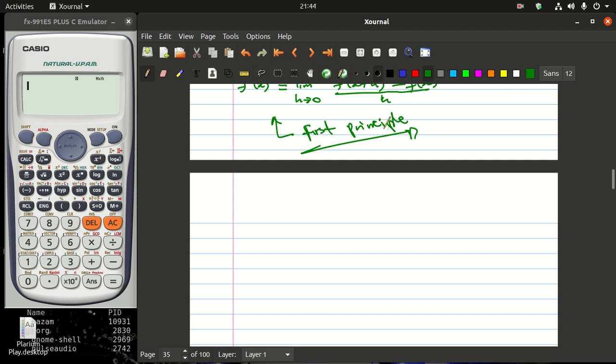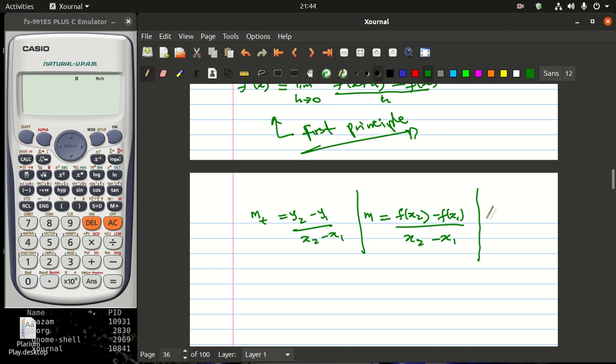I want you to take note of this: to find the slope of the line, we know that we have y2 minus y1 over x2 minus x1. We dealt with that, and we also said that the slope can be found by saying f of x2 minus f of x1, divided by x2 minus x1. This one is when we are given the points, and this one is when you are given only the x values and the function.